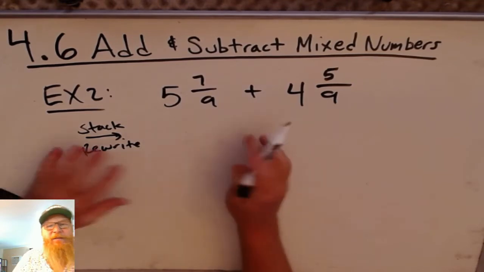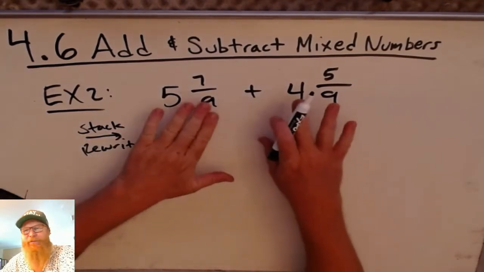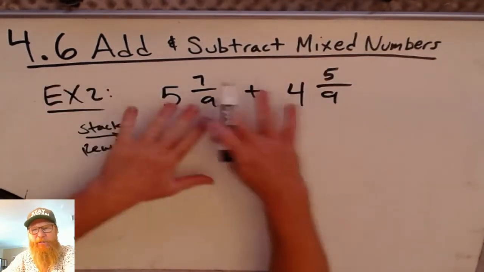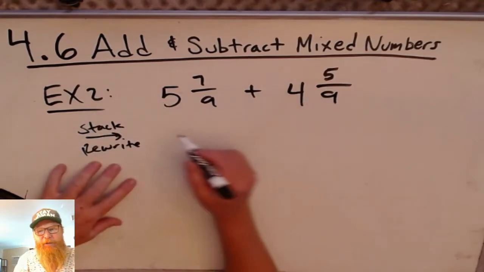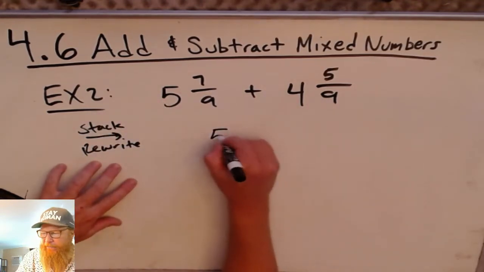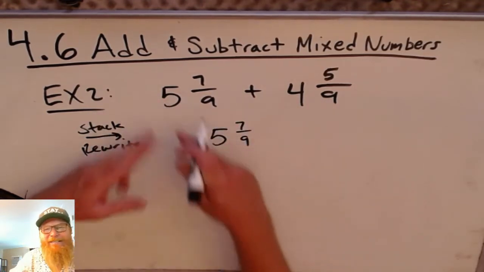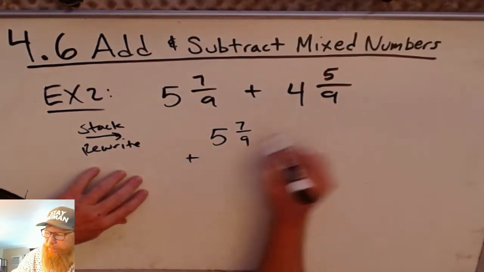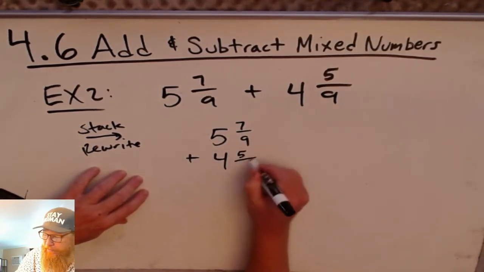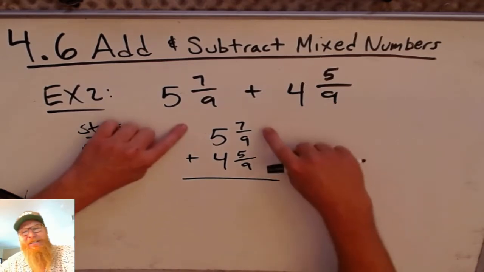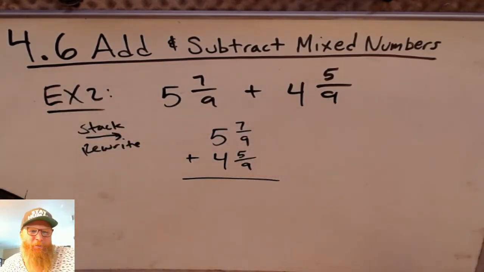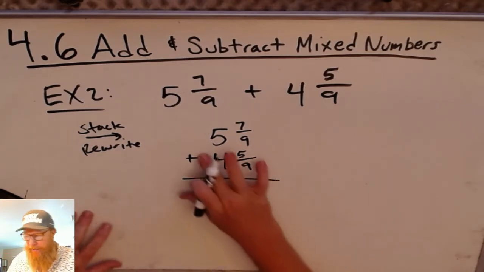I recommend, if you're doing this on your notebook, don't even write this down, right? So this is what you see on the screen, but you should immediately rewrite it. It doesn't matter who goes on top. Some people insist that you put the larger one on top and the smaller one on bottom. That's not really a law. There's no law like that. You can put them in any order you like.